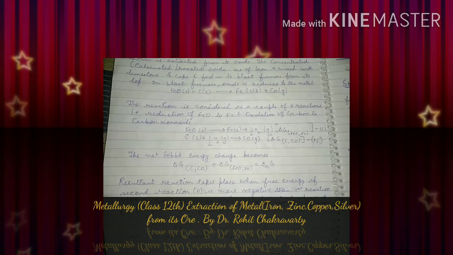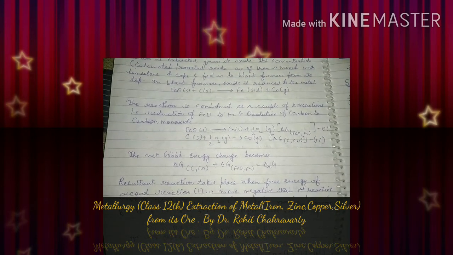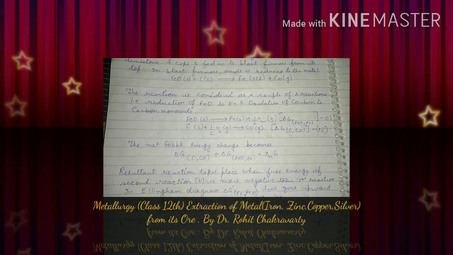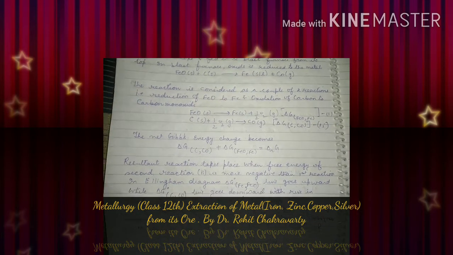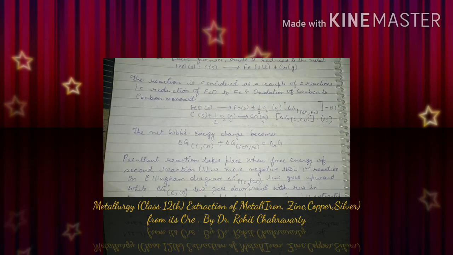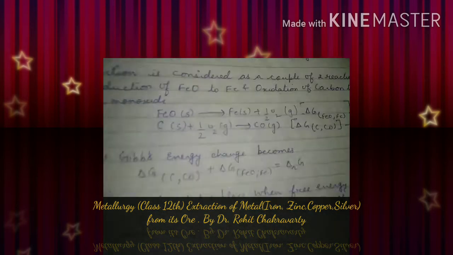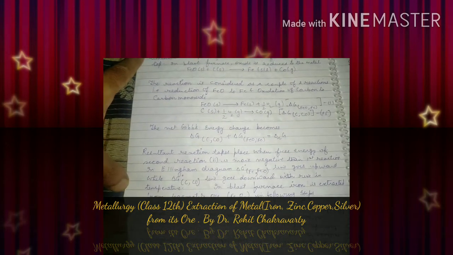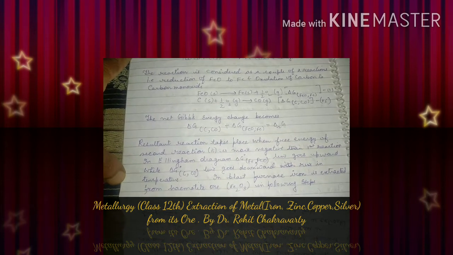reaction. Here the reduction of iron oxide to iron and the oxidation of carbon to carbon monoxide. So what happened? Iron oxide gets converted into iron solid plus half mole of oxygen, and carbon, when it reacts with oxygen, results in the formation of carbon dioxide, and this is the value. So the net Gibbs energy change would be your delta rG.